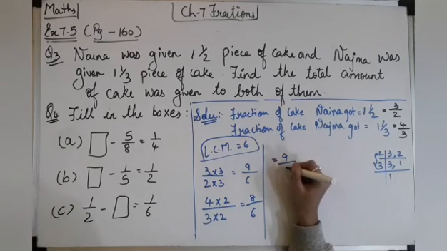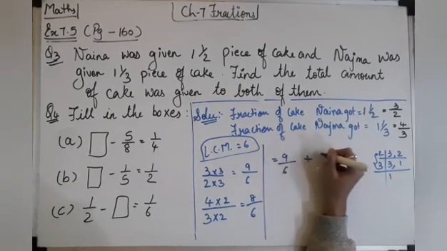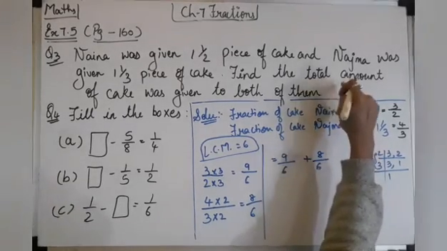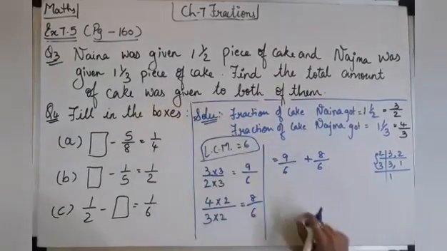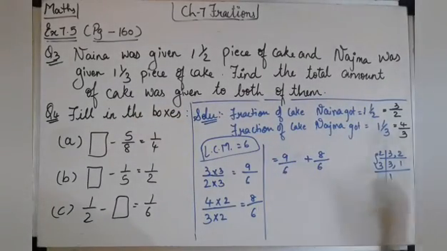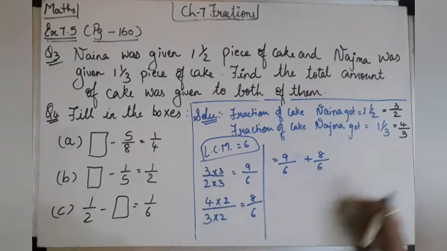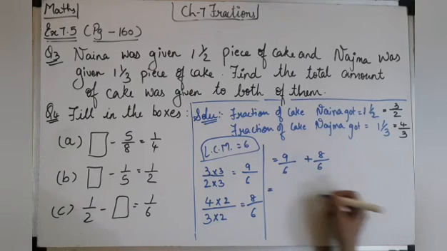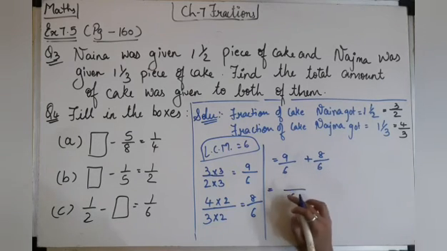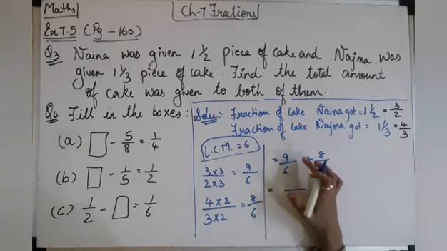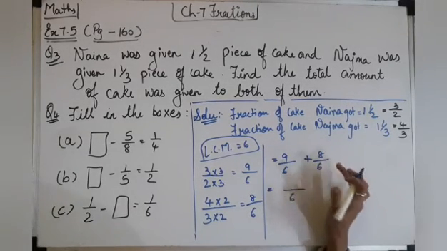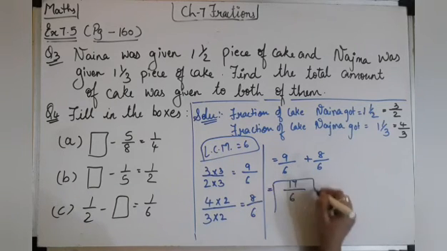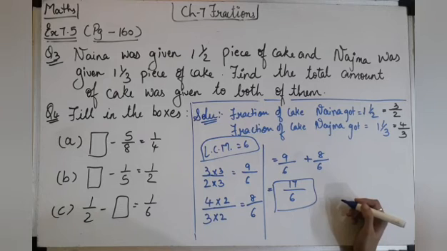9 upon 6 plus 8 upon 6. Why are we doing addition? Because we have to find the total amount of cake, right? So that's why we are adding. Both denominators are 6, so the denominators are the same. And 9 plus 8 is 17. Here we got the fraction 17 upon 6.